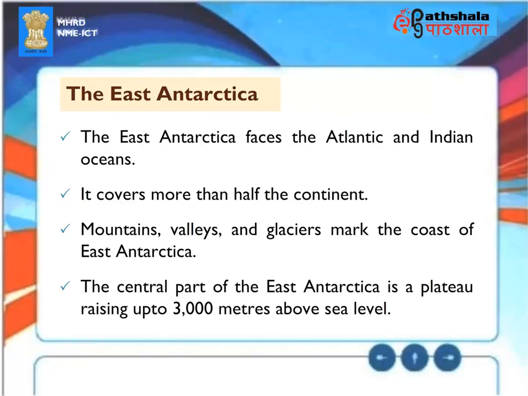East Antarctica faces the Atlantic and Indian Oceans. It covers more than half the continent. Mountains, valleys, and glaciers mark the coast of East Antarctica. The central part of East Antarctica is a plateau rising up to 3,000 meters above sea level.